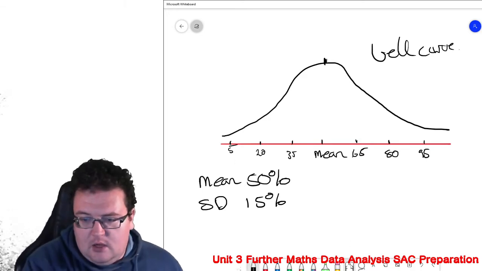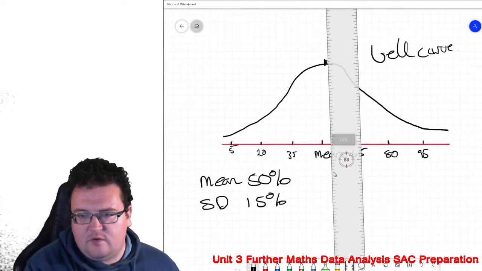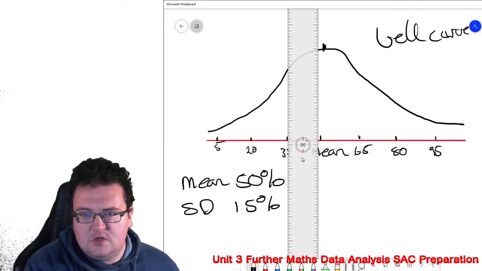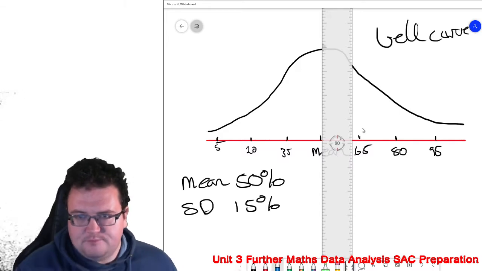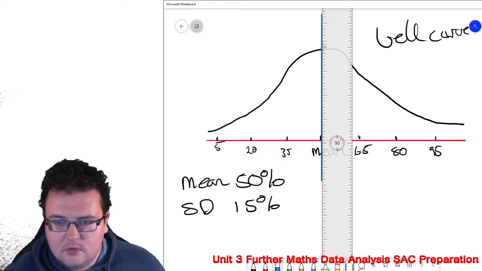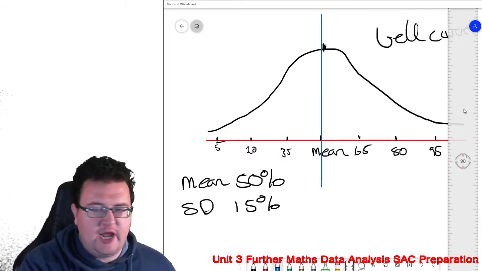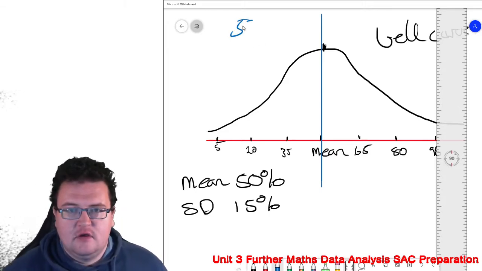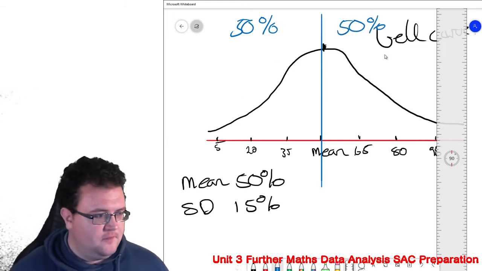Now, I need my ruler again. This time I want a straight line because straight lines are useful to me right now. So I'm going to draw some straight lines. So in blue, I have drawn a line down my mean. And in blue, what this means is that I have 50% above and 50% below.